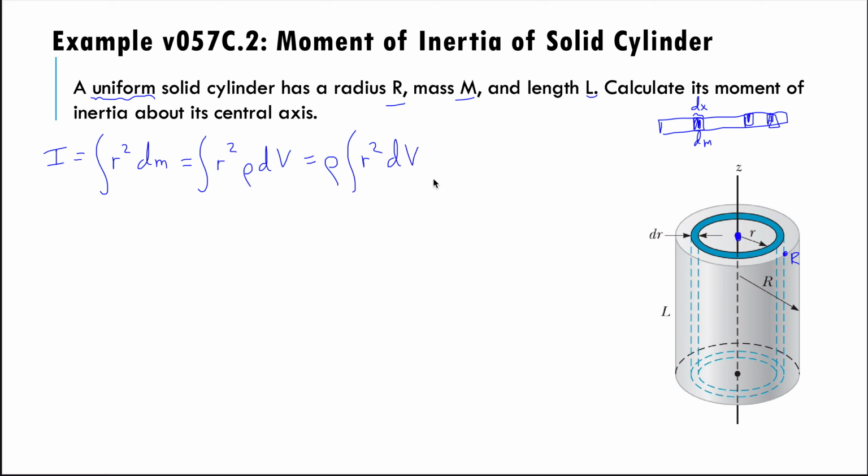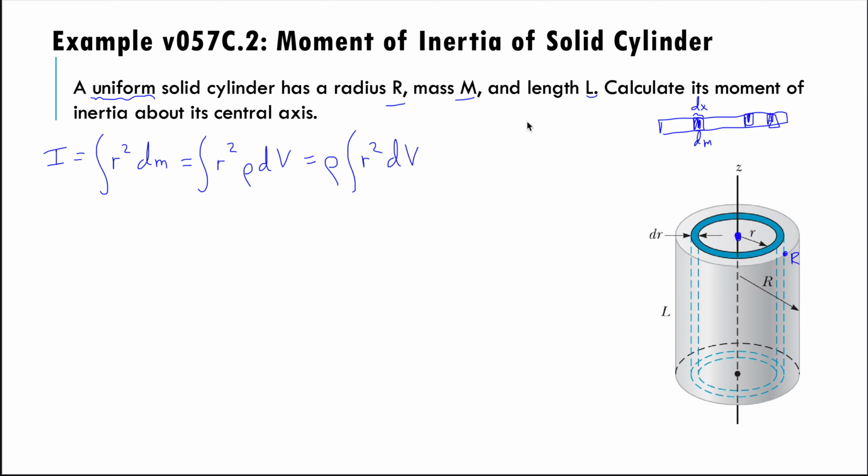So with that in mind, our dV here has to be the volume of one of these cylindrical shells. Remember before when we had dx, when we did the rod, that was easy. We just said, oh, that's just dx. But now we need to come up with an expression for dV in terms of r, because we're going to be integrating along the r direction.